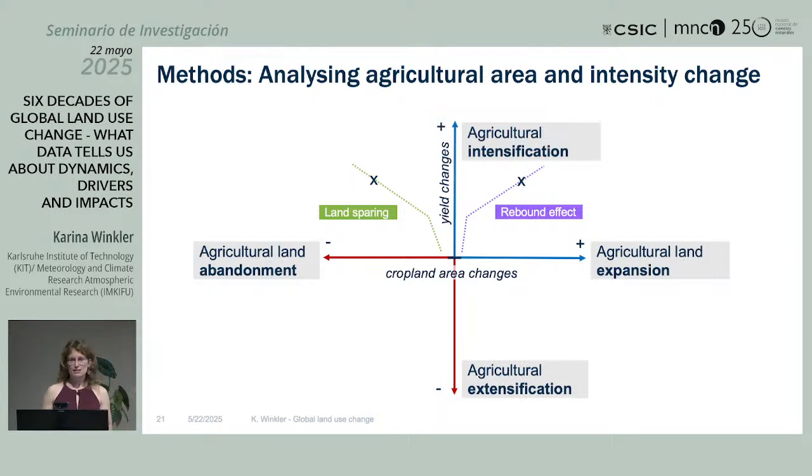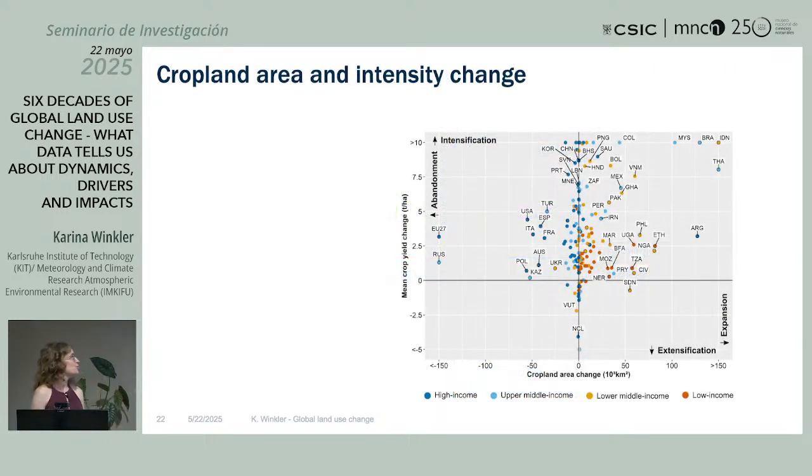It's often claimed that we need to have more sustainable intensification to spare the land so there's not so much cropland expansion happening into natural ecosystems. So we wanted to look a little bit at where different countries across the world find themselves in this system of yield versus cropland area changes, and whether we find evidence or indications of such a land sparing or a rebound effect. And this plot shows all the countries of the world, with the cropland area changes on the x-axis and the yield changes on the y-axis. And the countries are color-coded by their income level.